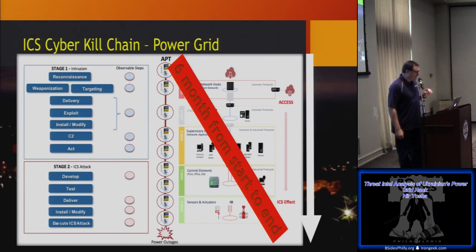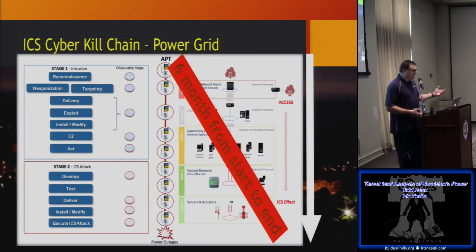For those of you who are familiar with the kill chain process, this is a slight modification of the traditional kill chain. It's called the ICS Kill Chain. And it actually has two stages. The first stage has step by step what the traditional kill chain looks like. And the second one is the ICS attack itself.